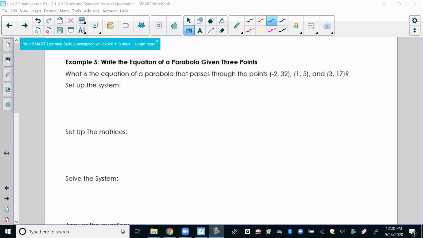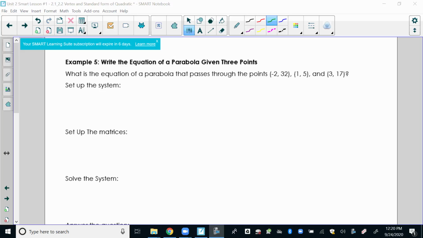All right, example 5, write the equation of a parabola given 3 points. What is the equation of a parabola that passes through the points (-2, 32), (1, 5), and (3, 17)? This example is different than the one that we did previously because we don't know the vertex. So that means we're going to have 3 unknowns.